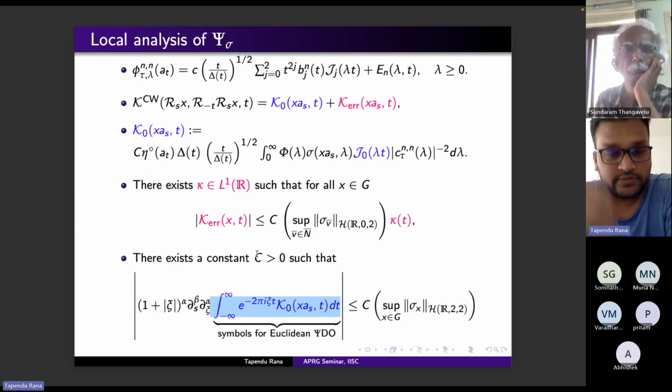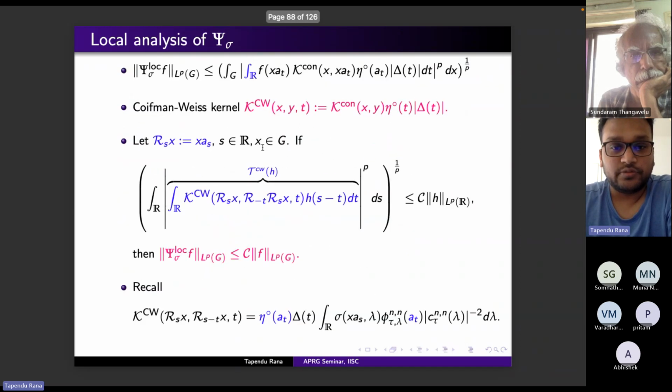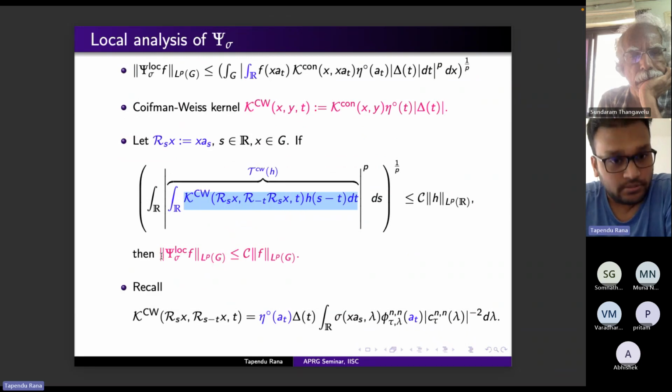And thus, using the equivalence theory of Sirun's operator, we reduce that this K0 and Kr actually satisfy this inequality that we mentioned before. And this settled the problem, the LP boundedness of the psi sigma loop in the group setting LP.